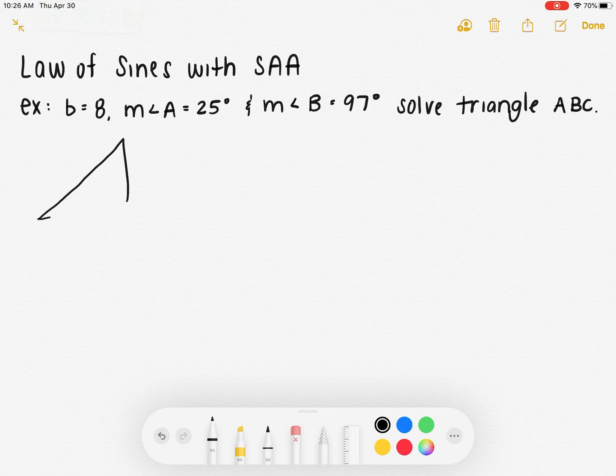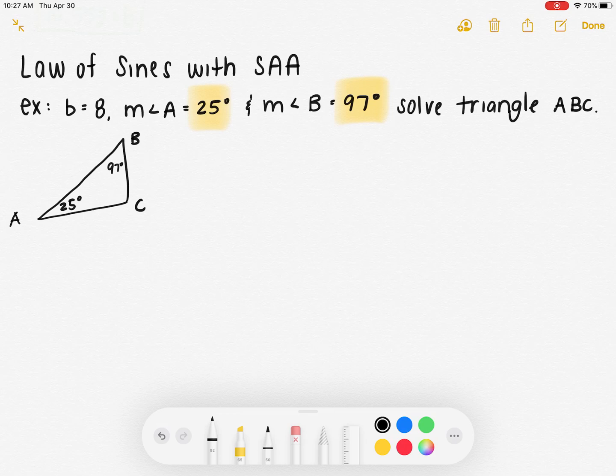So when I draw myself a picture, I label it A, B, and C, and then I know that angle A is 25 degrees. So I'm going to go and put that in, 25 degrees. I know angle B is 97 degrees. My triangle clearly isn't drawn to scale, but as long as I have some kind of triangle to get my ideas across, it helps me organize my thoughts. That's all I'm looking for.